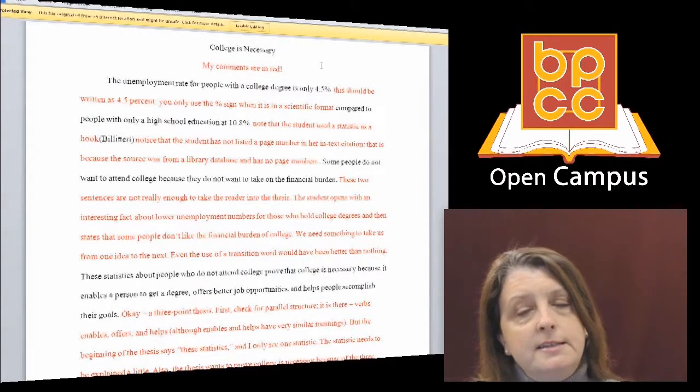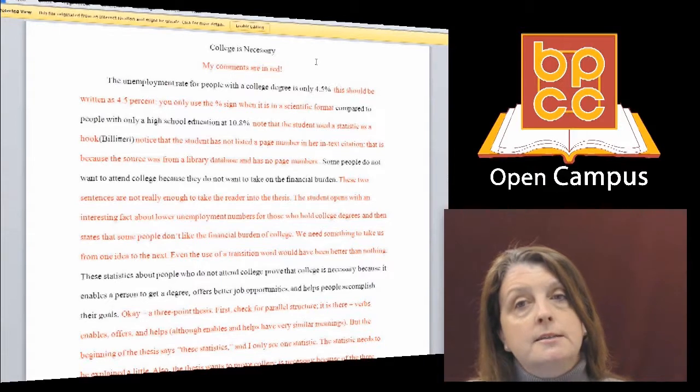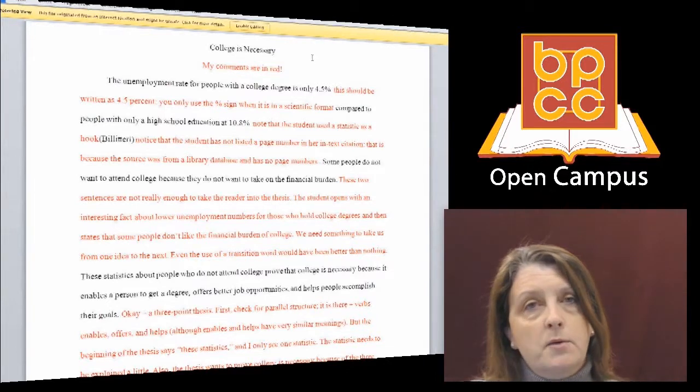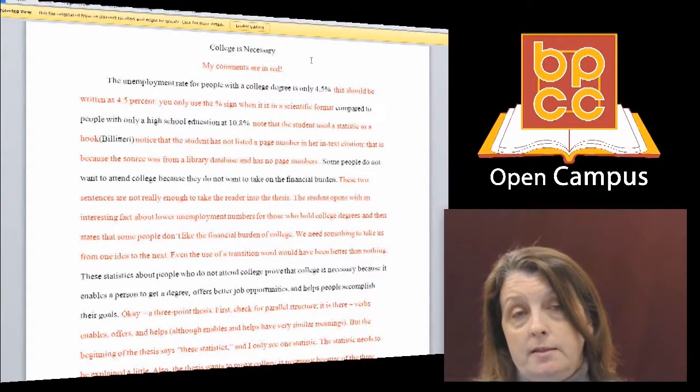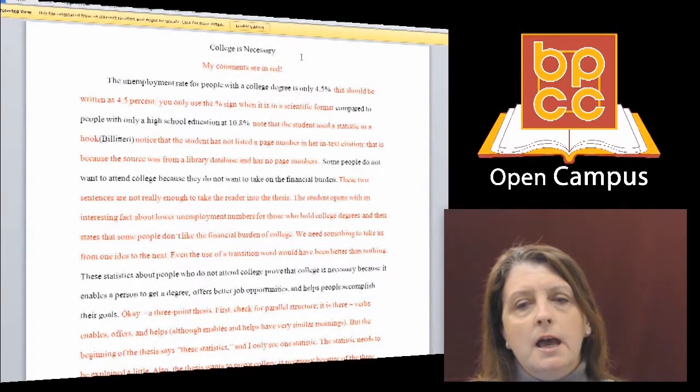In addition, the statistic is not really explained. She sort of drops and runs. Statistics should be explained. You should give me some information about why you find this statistic so interesting, why you think I'm going to find this statistic so interesting, or maybe a little bit about the importance of the statistic. At any rate, you need to explain it.